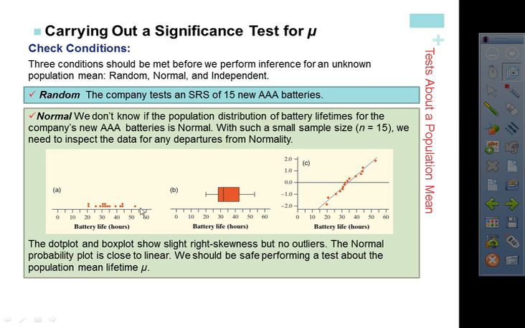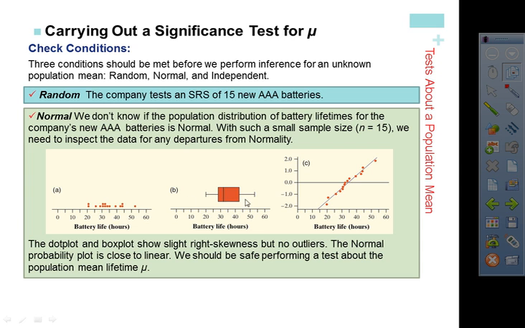So here it is. They actually give you, we don't know the population distribution of the battery lifetimes. We need to inspect the data for any departures from normality. So here they are giving you the data. We can look at a dot plot, a box and whiskers plot, and a normal probability plot.